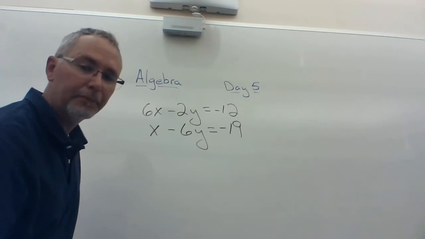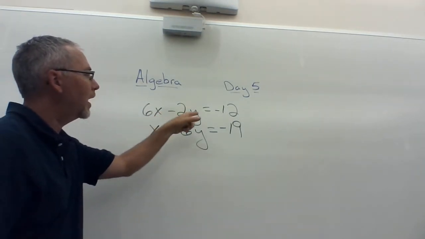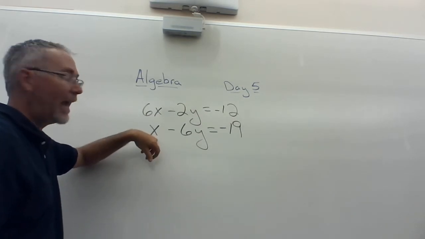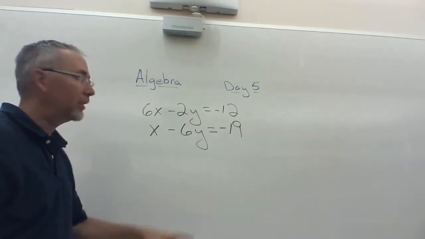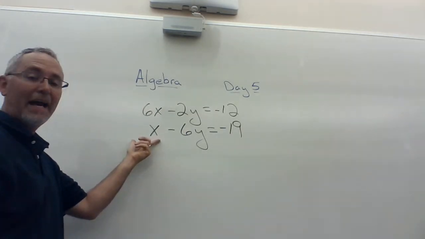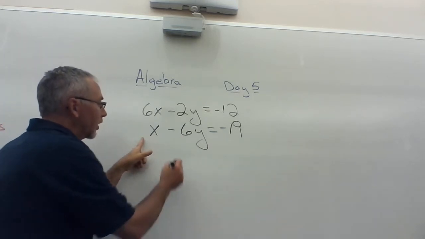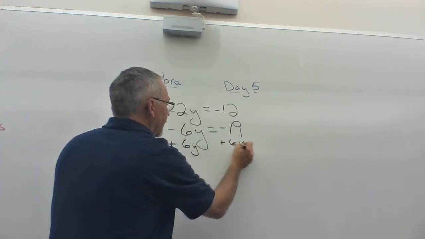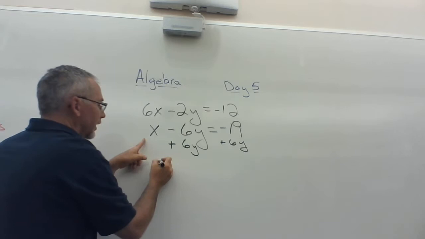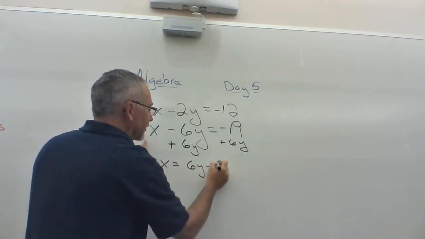And if you look at this one, it's a pretty good setup, a pretty good situation. I have 6x minus 2y equals negative 12. I have x minus 6y equals negative 19. Well, if I look at this x, it has a coefficient of 1. In other words, it's an invisible 1 in front of it, which makes this really easy to use. So I'm going to go ahead and add 6y to both sides, and I'm going to convert this equation into x is equal to 6y minus 19.